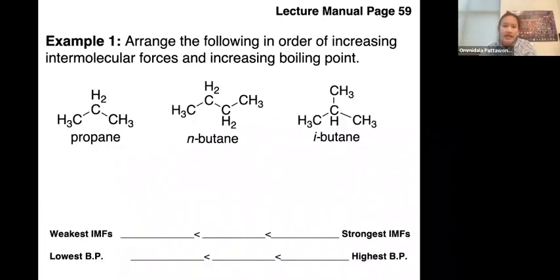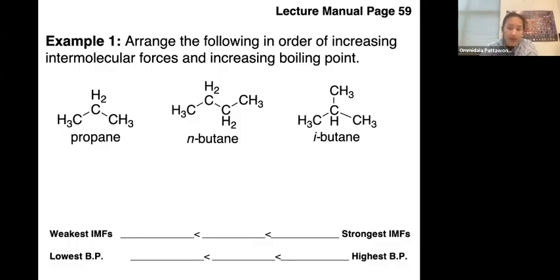So with that being said, the next thing I would like you to do is to look at example 1 with me. In this case, we have propane and two different types of butane. What I'm going to do is use the idea of the strength of the dispersion force to help us determine the relative boiling point.